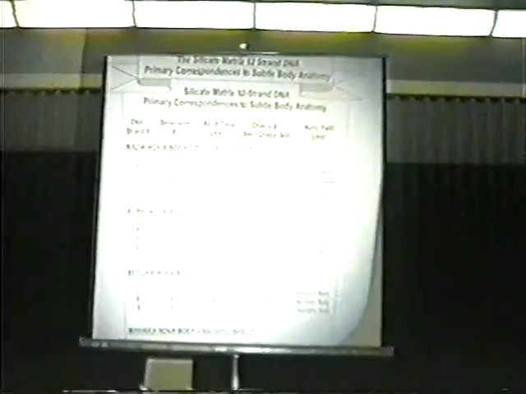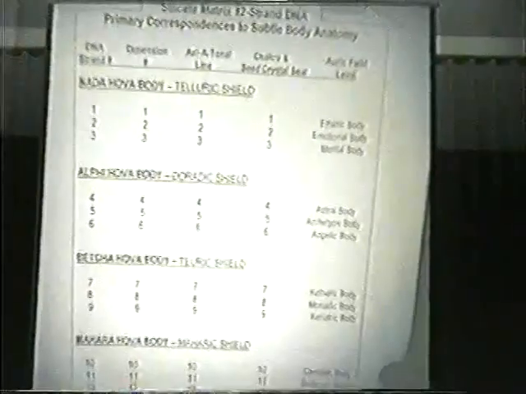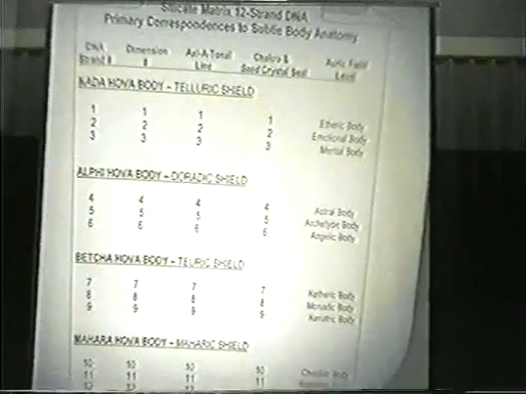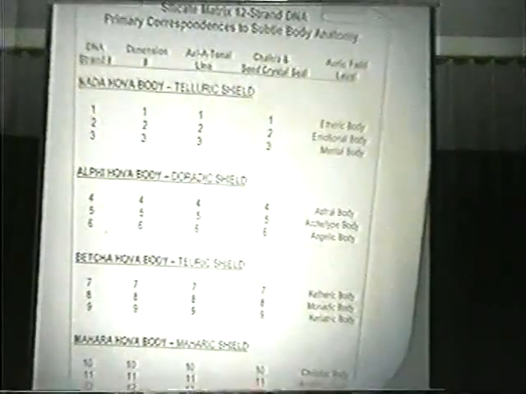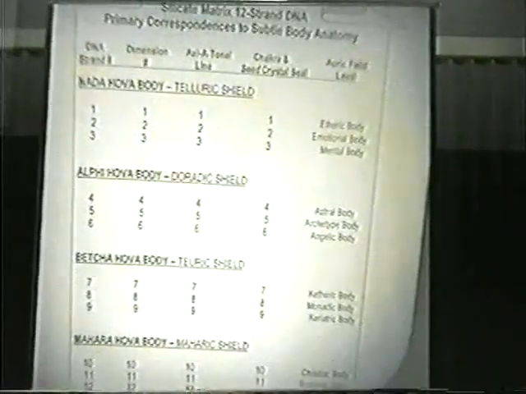Okay, yeah, correspondences to the 12-strand DNA matrix. The Nada Huba body had it in the telluric shield, strands 1, 2, and 3. The auric field levels I have on here too: the etheric body, the emotional body, the mental body. That goes with strands 1, 2, and 3. Strands 4, 5, and 6 go with the Alpha Huba body, the Doritic shield. They go with dimensions 4, 5, and 6.